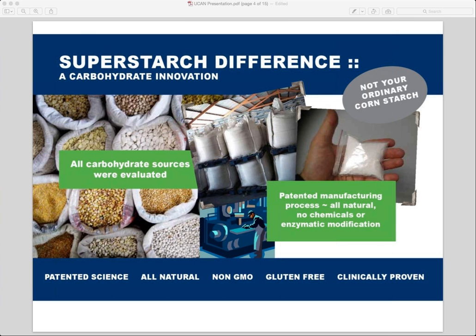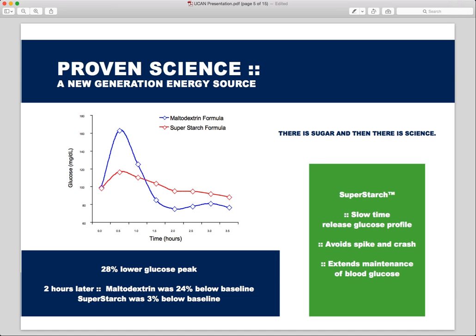It's the end point with UCAN. When you look at that red line, you see how with UCAN, 3.5 hours later, you're still steady. My blood sugar is still steady at 96 milligrams per deciliter, after starting off 3.5 hours earlier at 93 milligrams per deciliter. That's the main difference.